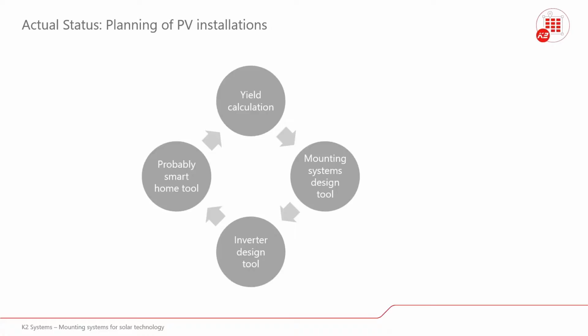And especially between the mounting system part, so the mechanical installation, and the electrical, the inverter design, there can be quite a heavy amount of manual loops that you have to do, right? Because you have to make sure that the mechanical part and the electrical part are aligned, so you don't run into problems on site. And therefore, if you want to do it correctly, you always have to blend both.